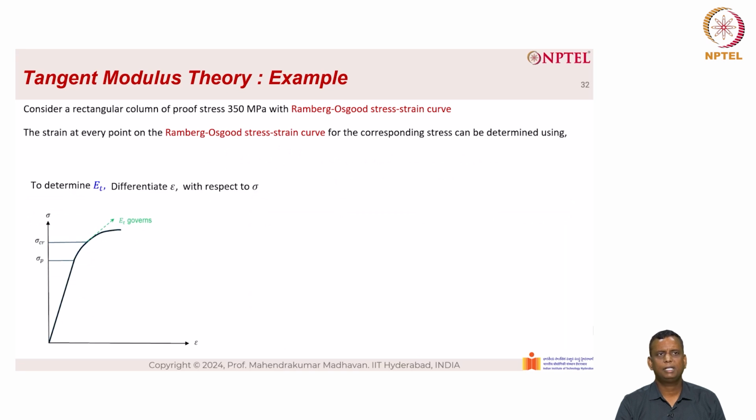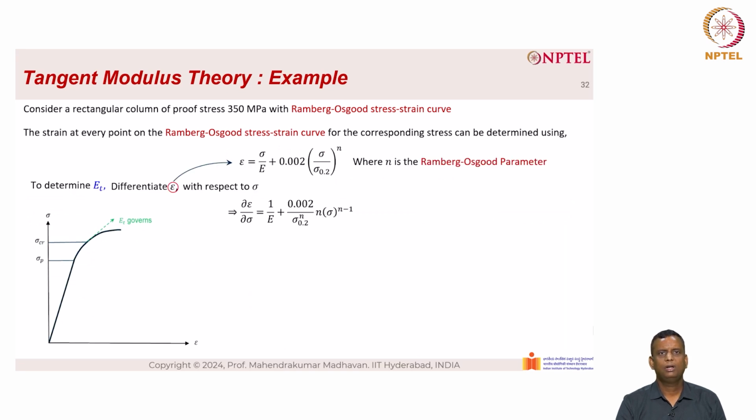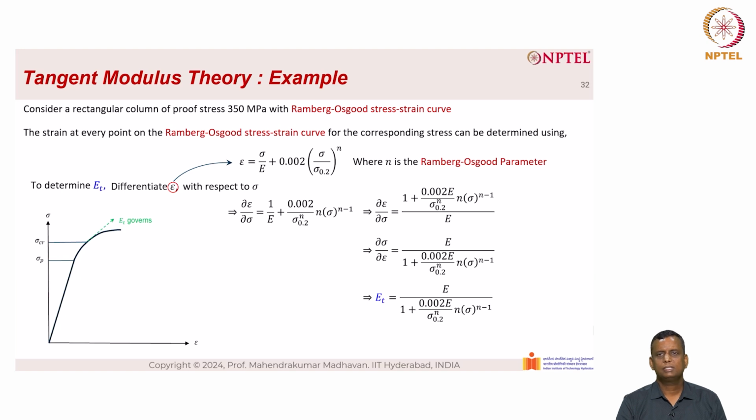Now to determine E sub t, when we differentiate it, we have d epsilon by d sigma is equal to 1 by E plus 0.002 divided by sigma to the power n at 0.2 proof stress, multiplied by n into sigma power n minus 1, which can be further simplified by taking LCM. We have the equation on the right side. When we invert it, we get d sigma by d epsilon is equal to E divided by 1 plus 0.002 E divided by sigma power n at 0.2, and n into sigma power n minus 1. So this is the tangent modulus E sub t, which is given by this equation.